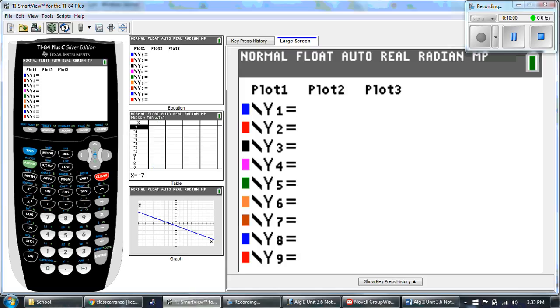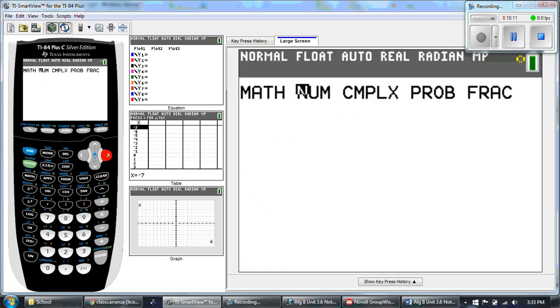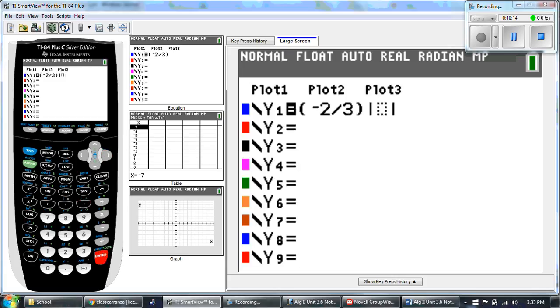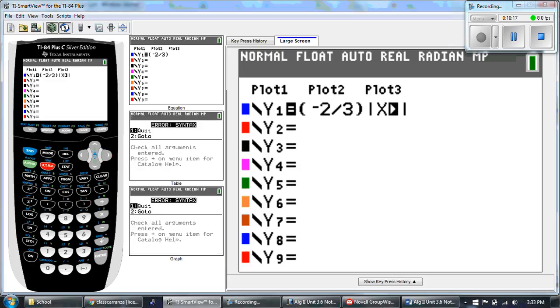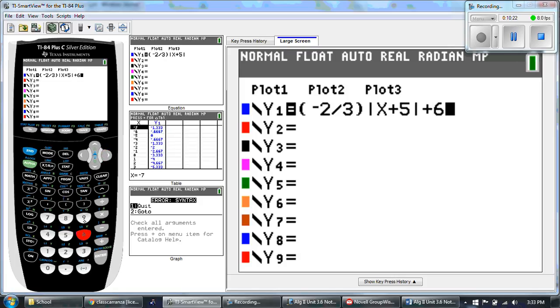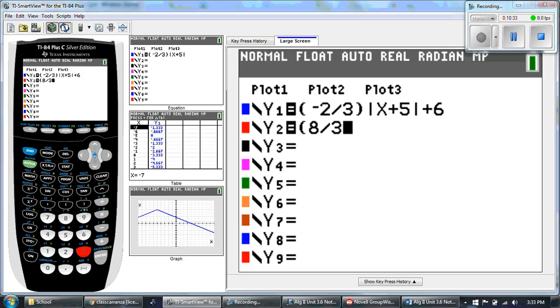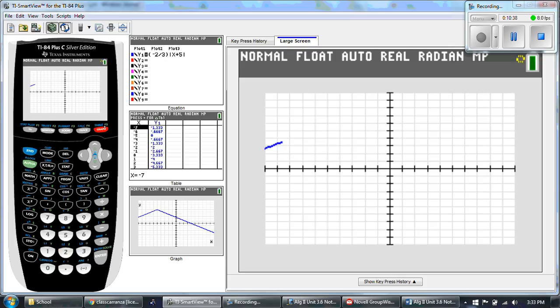Well, of course you can. So I'm going to type in our first equation, which is the absolute value. You put the negative 2/3 in parentheses, math, switch over to number to get the absolute value, and it's x plus 5, and on the outside we have plus 6. Now our second equation is g of x, so y equals 8 divided by 3x plus 2. And then let's go ahead and graph.